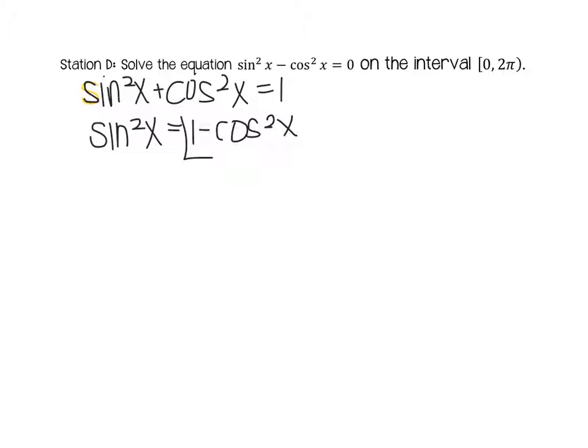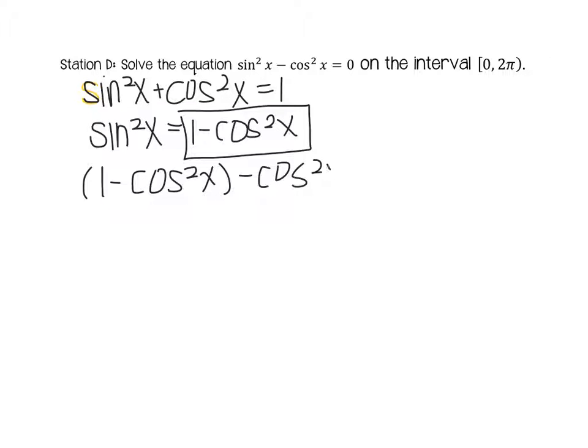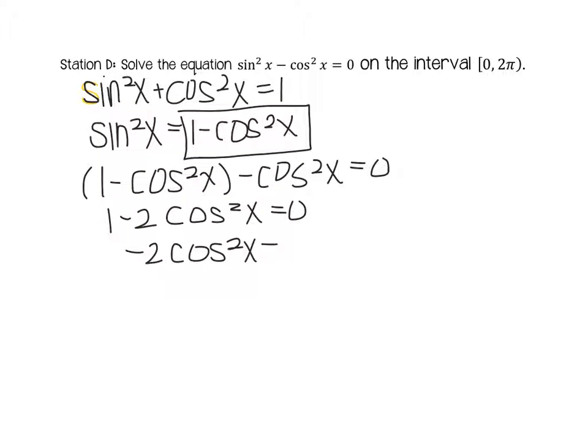So now what I'm going to do is take this and plug it in for sine squared. So I have 1 minus cosine squared of x minus cosine squared of x is equal to 0. I'm going to combine like terms, and now I have 1 minus 2 cosine squared x is equal to 0. I'm going to subtract 1 on both sides, divide by negative 2. Okay, so now I have cosine squared of x is equal to positive 1/2.